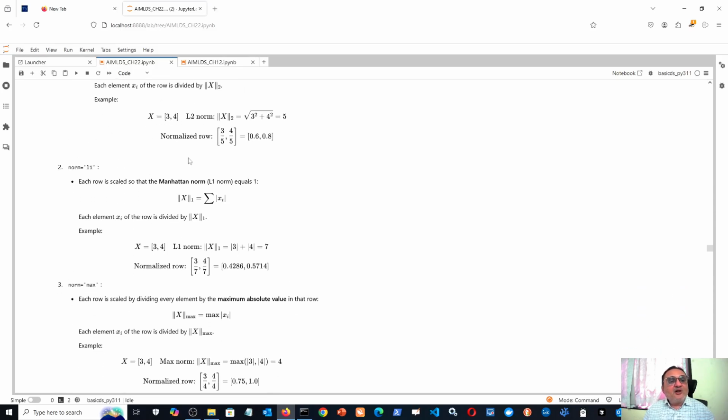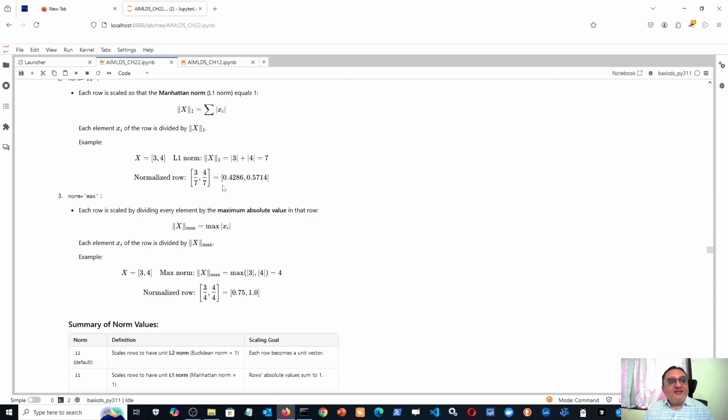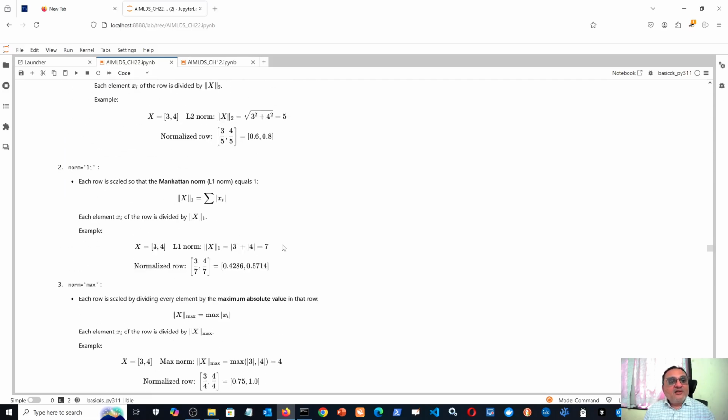So 3, 4, and what will be the denominator? That is mod x, which will be equal to mod 3 plus mod 4, or 7. So what will be each observation? 3 by 7, 4 by 7.